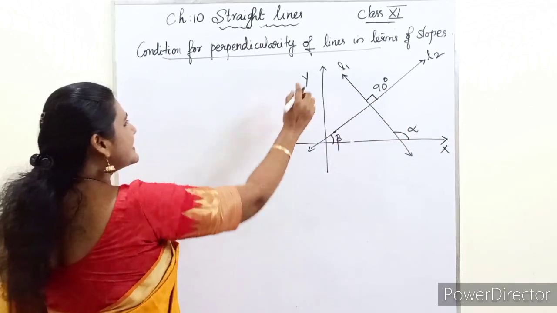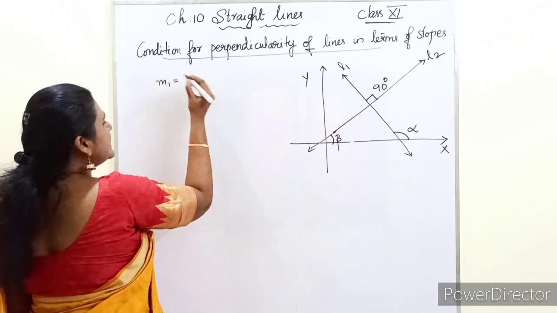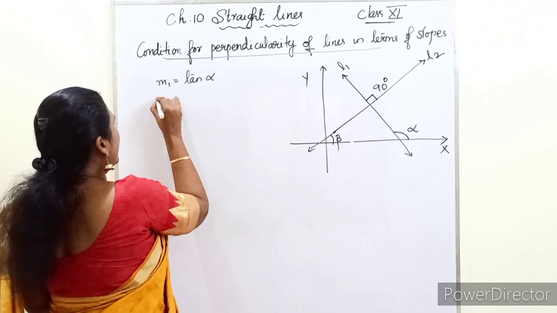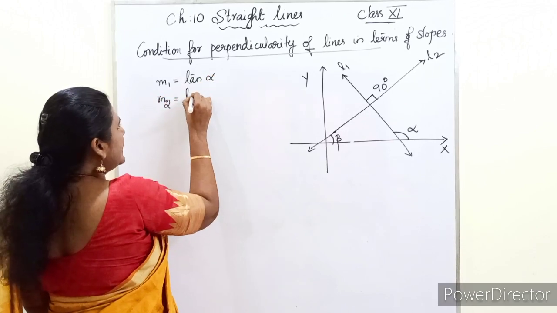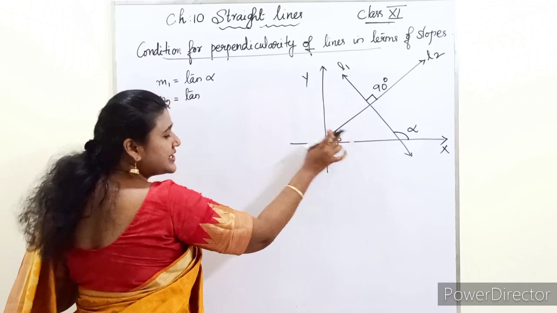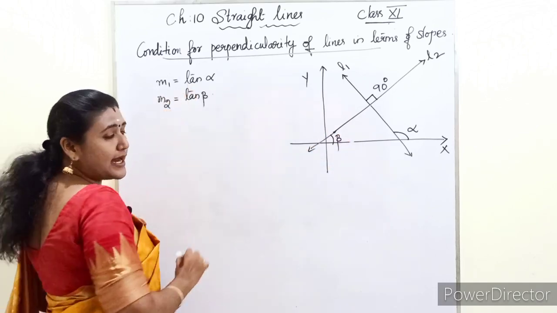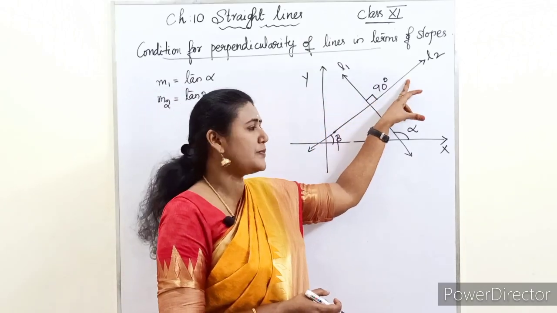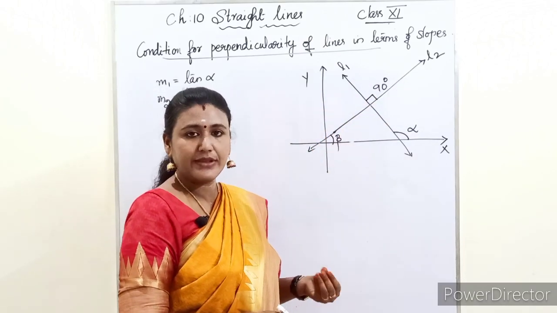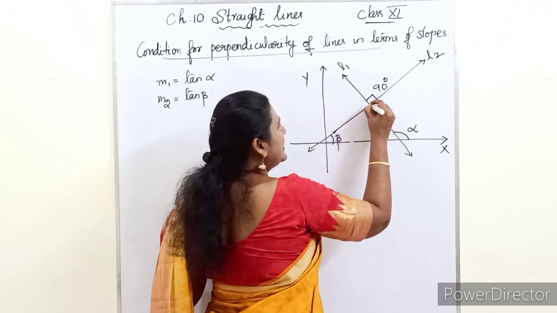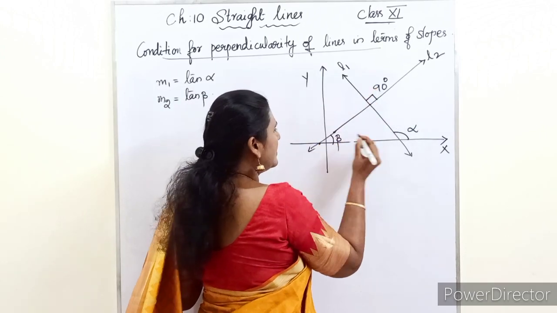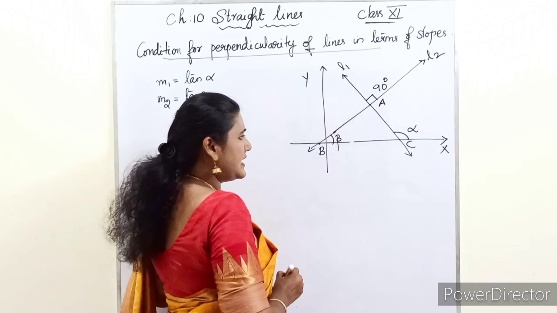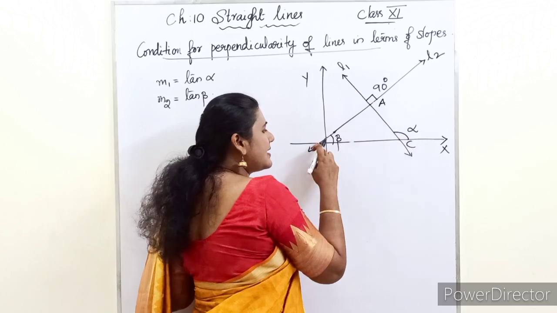So you know that what is the slope of the first line? Since the inclination is given, M1 is equal to tan alpha. And what is the slope of the second line? The inclination for the second line is beta. So M2 is equal to tan beta. Now we are going to find the condition for two lines to be perpendicular in terms of their slopes. So let us denote these points as A, B, C. So we will consider this triangle ABC.